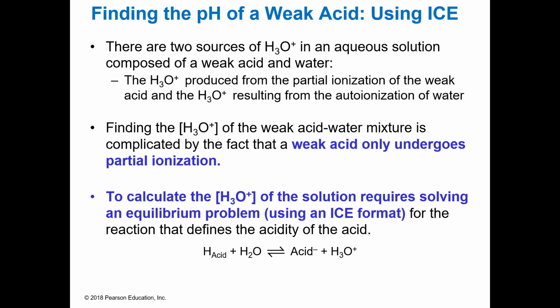So there are two sources of H3O plus: the H3O plus from the weak acid and the H3O plus from the autoionization. The weak acid mixture is complicated because it only partially ionizes, so we don't know from the initial concentration of the acid what the ending hydronium ion concentration is. Since we don't know what the changes are, we're going to have to use the ICE formula to find the H3O plus concentration at equilibrium, and that will allow us to then calculate the pH.